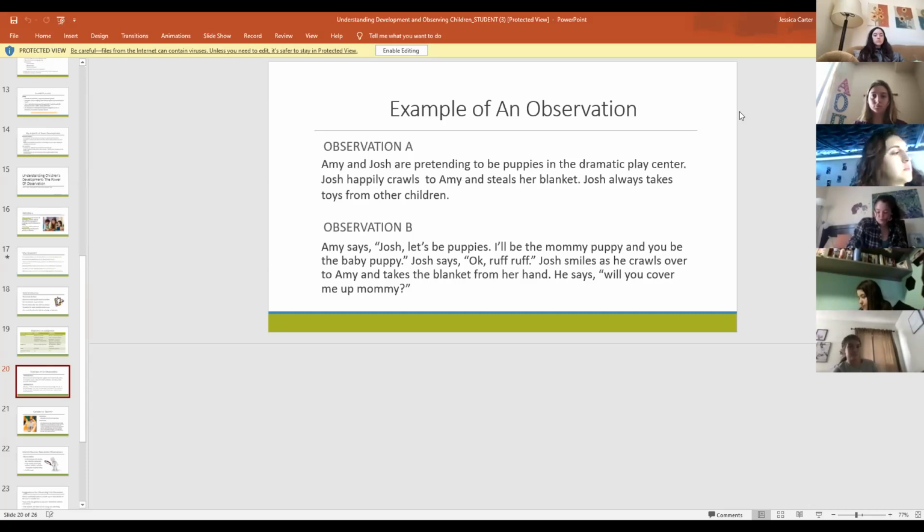And then just another thing that jumps out, if you compare and contrast these two, is the use of language in observation B. So this person that's recording is able to capture the children's conversation and their language. And you can clearly see that when Josh took the blanket from Amy's hand, it was in a play scenario where they're engaged in dramatic play, and he's then asking her, "Will you cover me up, mommy?" So it was a part of their pretend game. And without that language, to the observer who doesn't key in on that or even pay attention to that, it might look like something more in line with observation A, where they're having a conflict over the blanket, but that wasn't in fact the case.